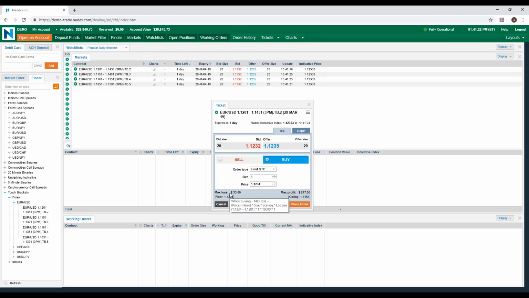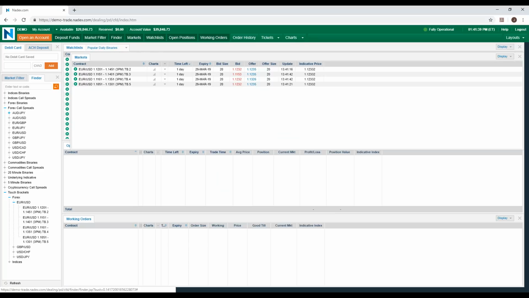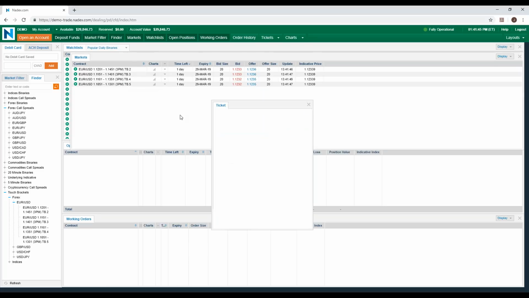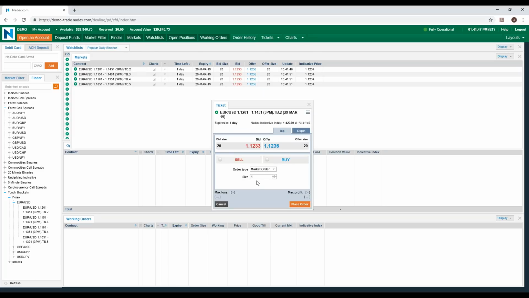RD says, to win the trade, the market needs to stay between the floor and the ceiling price. RD, are you talking about the touch brackets here? Okay. Touch brackets are different from binaries, okay? And the one on my screen was a touch bracket. The way a touch bracket works is it's not like a binary where it's all or nothing at expiration.